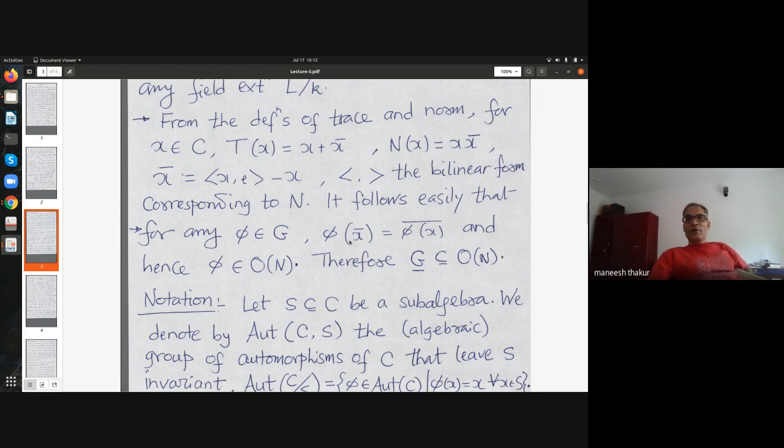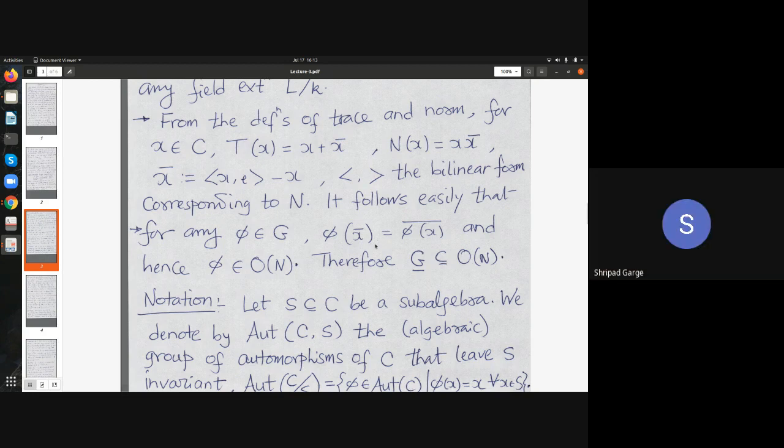So it will say phi of minus x is anyway minus phi x, and phi x also has trace 0, so that is phi x bar. So for trace 0 elements, we have this identity easily. And then any element of C can be written as a scalar plus a trace 0 element. From there, it will follow.